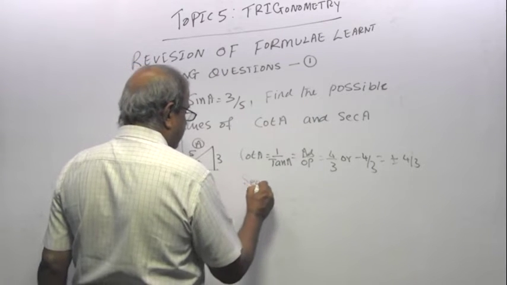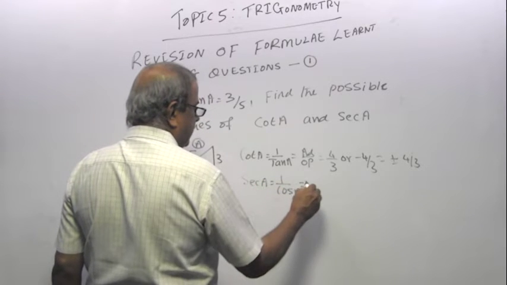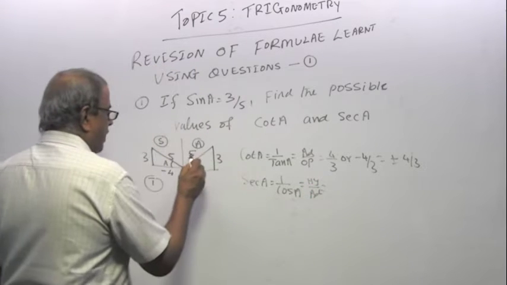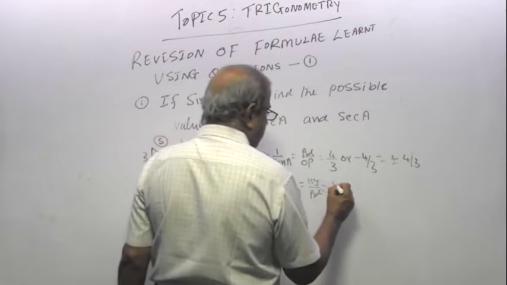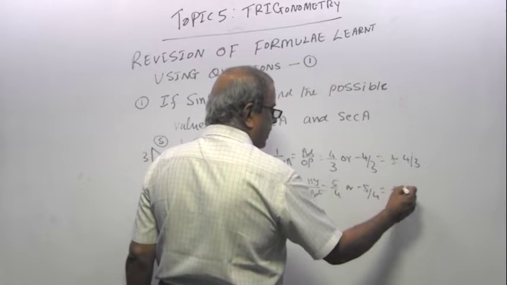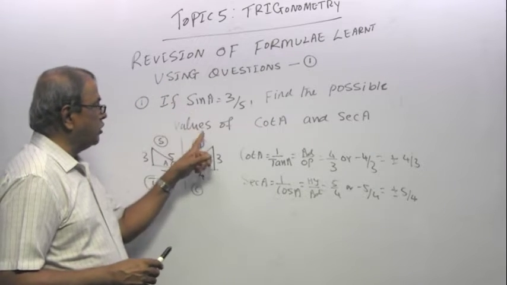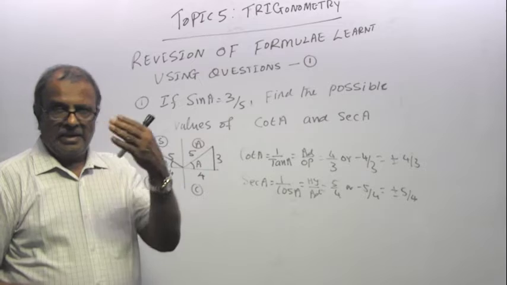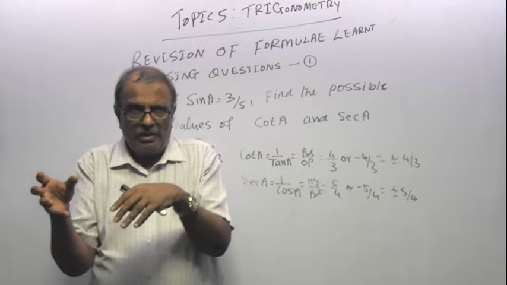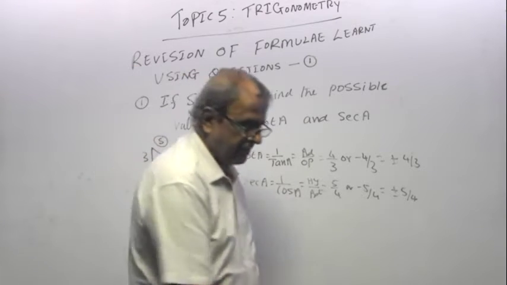Sec A is 1 over cos A, or it is hypotenuse over adjacent. 5 over 4 or minus 5 over 4, which is plus minus 5 over 4. So in the exam, it says possible values. So you need to remember where sine can be positive, where tan can be positive, where cos can be positive, ASTC.